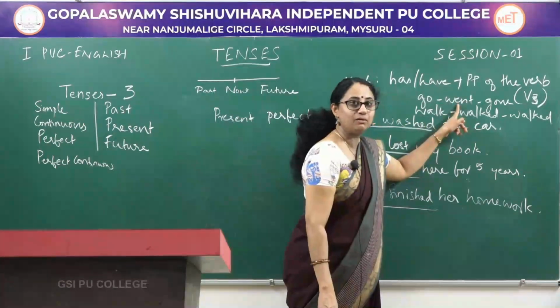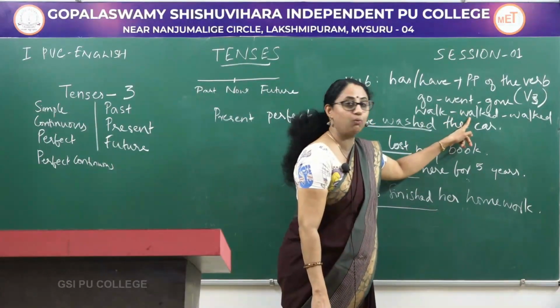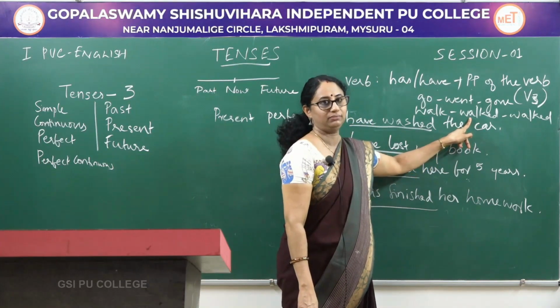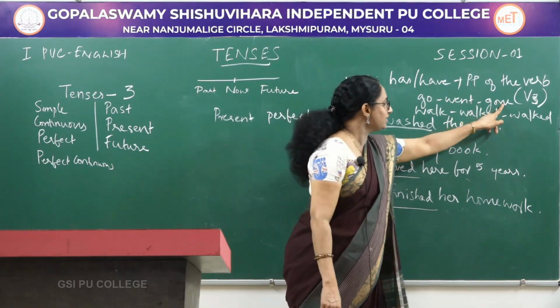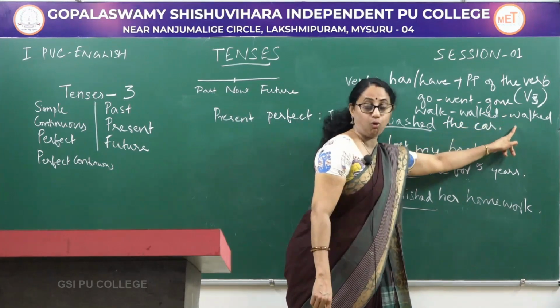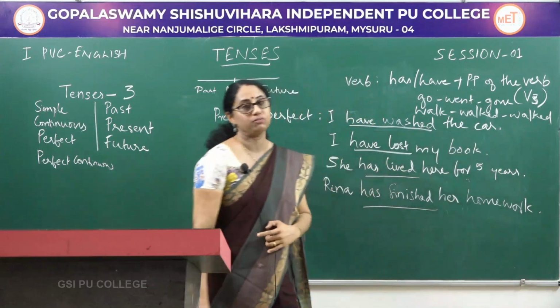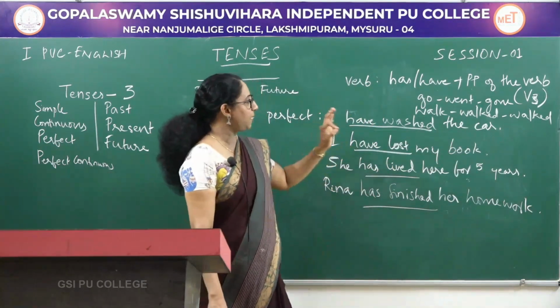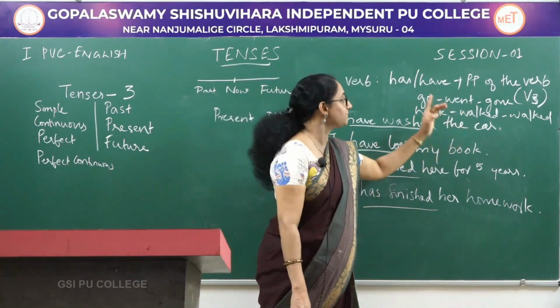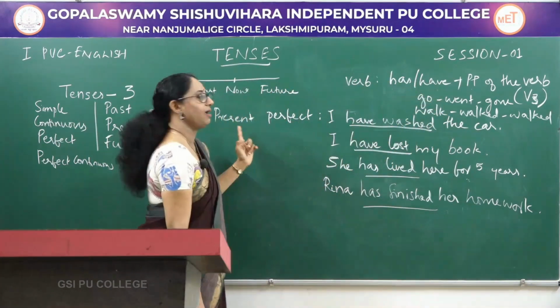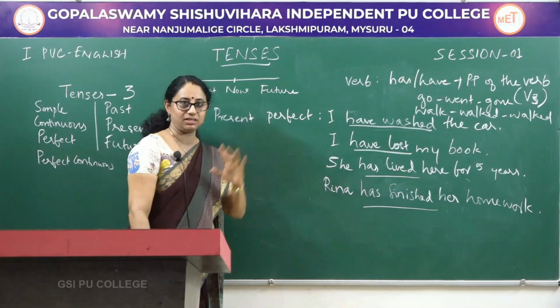Now, second verb here, went, and here walked. This is the past tense form of the verb. And this is gone and walked. They are the past participle forms of the verbs. So past participle forms of the verbs are used with has or have to represent present perfect tense.